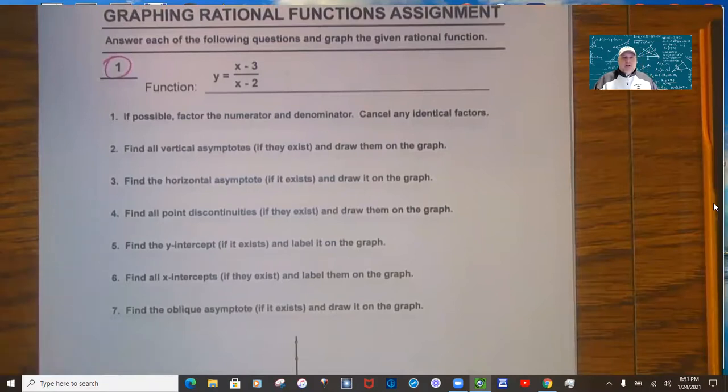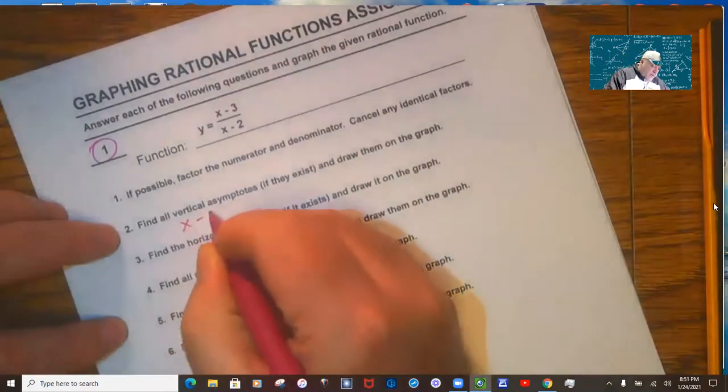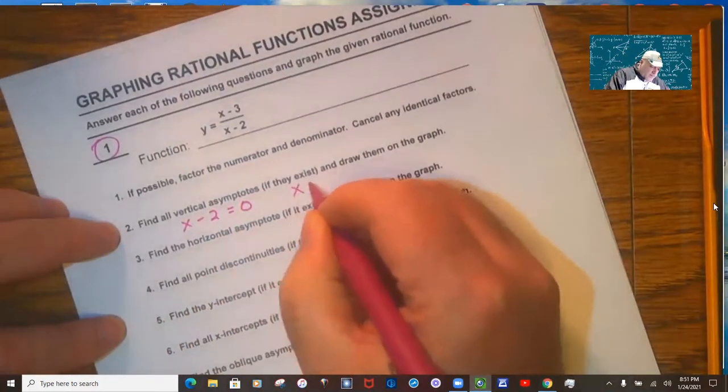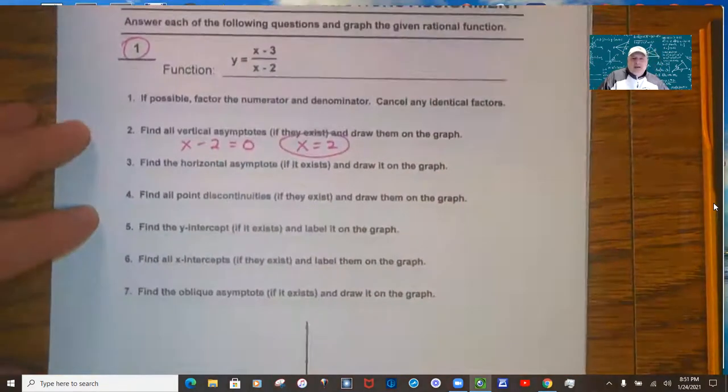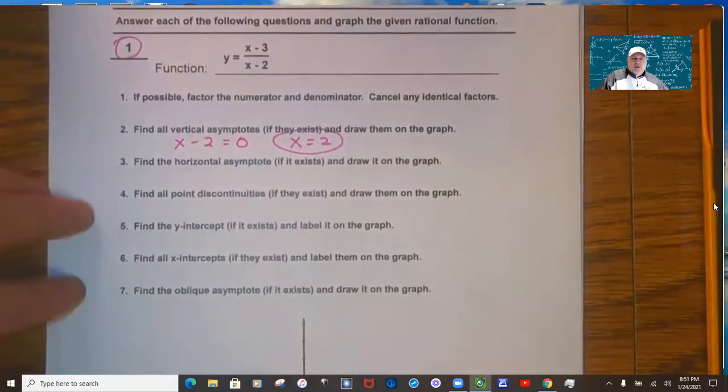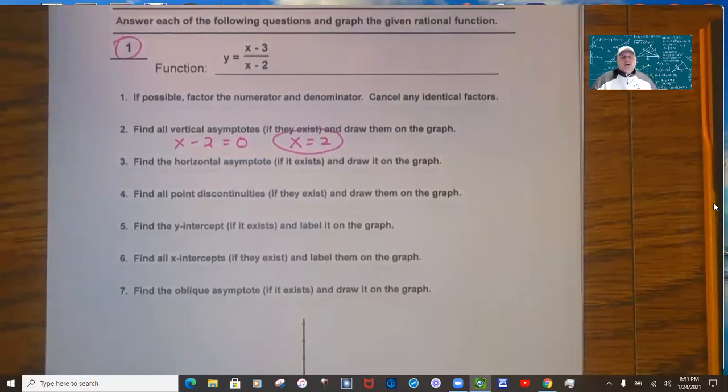So number 2, find all vertical asymptotes. After canceling identical factors, you're going to take the denominator, set it equal to 0, and then solve. How easy is that? That's going to be where you draw your vertical asymptote through. Horizontal asymptote, okay, if it exists. So what do we look for here? At number 2, any factors that are still left after we cancel factors, you set them equal to 0, you solve for x. What about horizontal asymptotes?